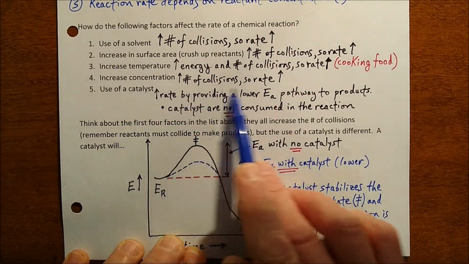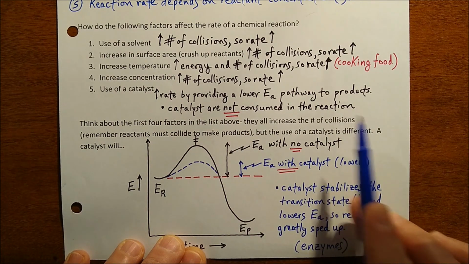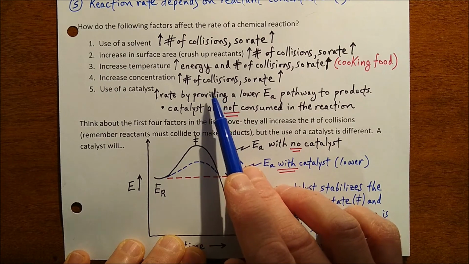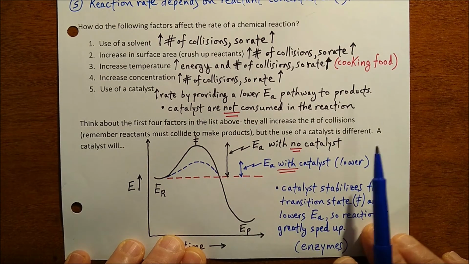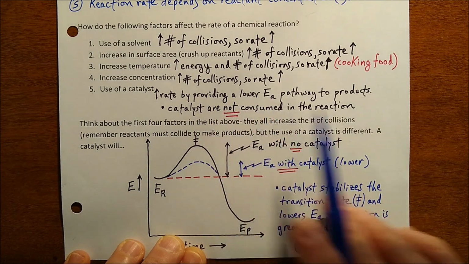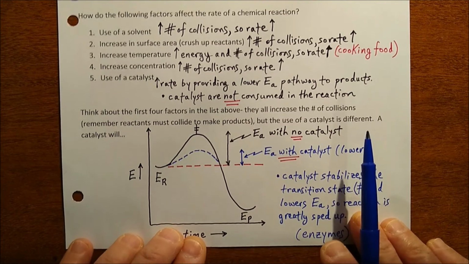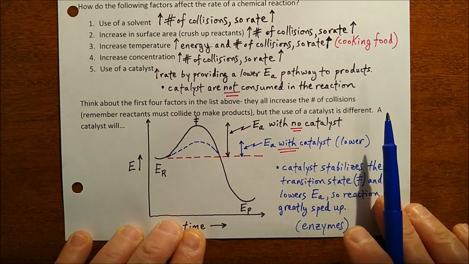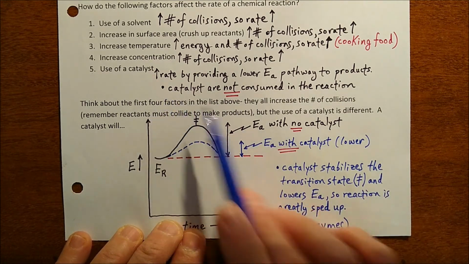We can also increase the rate by increasing the concentration, and again, that's pretty obvious, I hope. It just means that if you have more molecules per unit volume, they're going to bump into each other more often, so again, the rate would go up. And one of the most useful ways to increase the rate of a reaction is to use a catalyst.